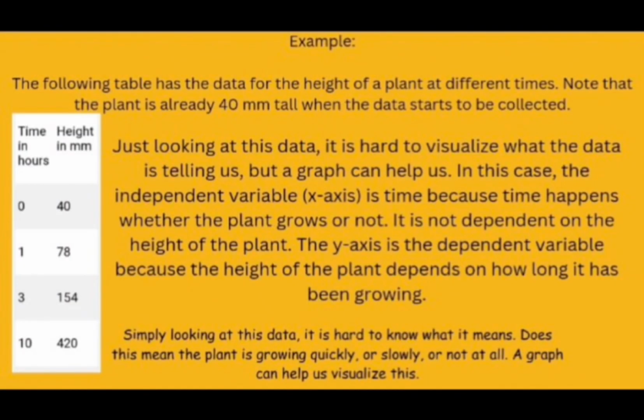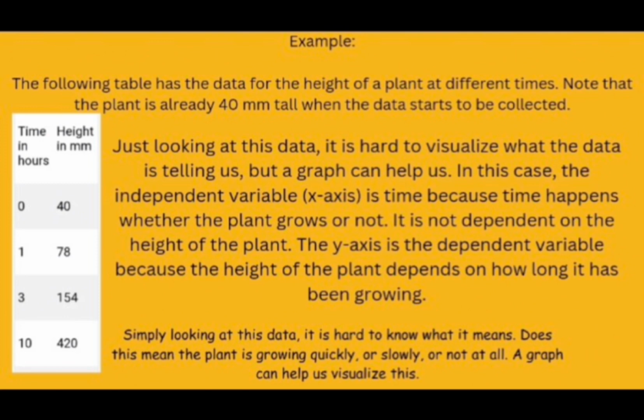Here is an example. The following table has the data for the height of a plant at different times. Note that the plant is already 40 mm tall when the data starts to be collected. Time in hours: 0, 1, 3, 10. Height in mm: 40, 78, 158, 420.